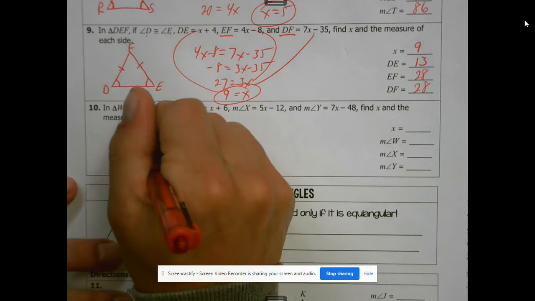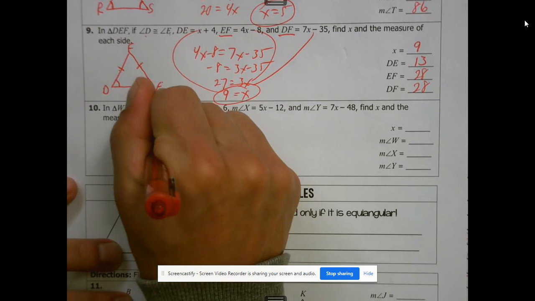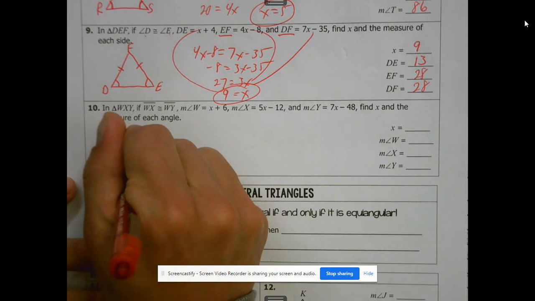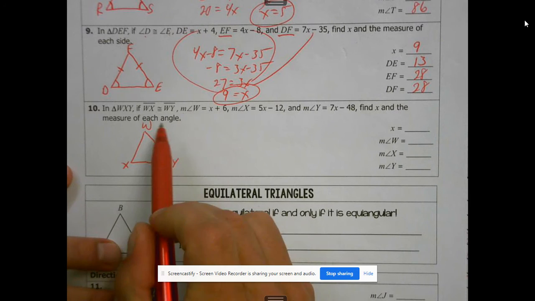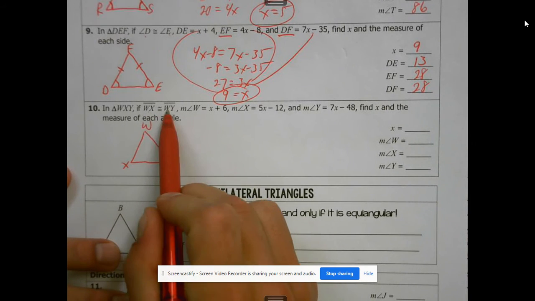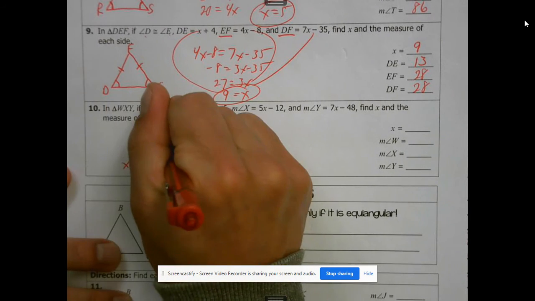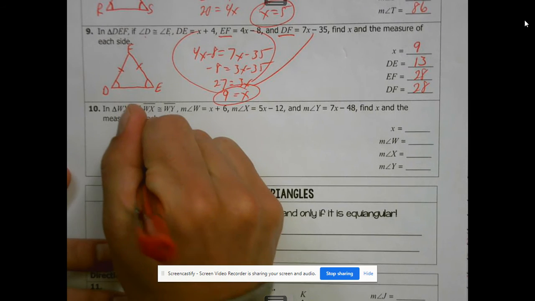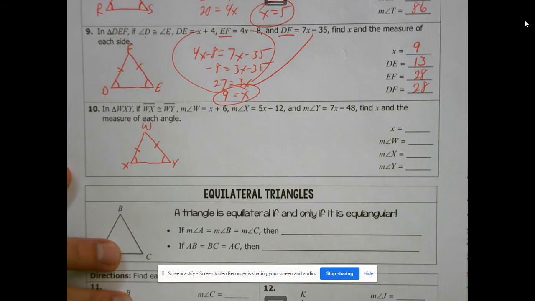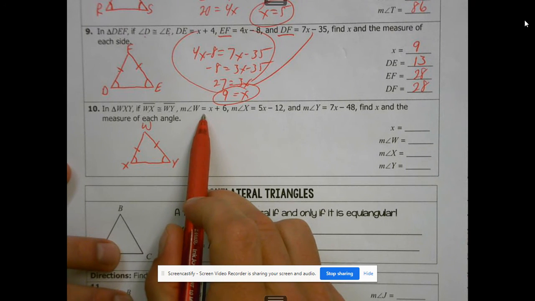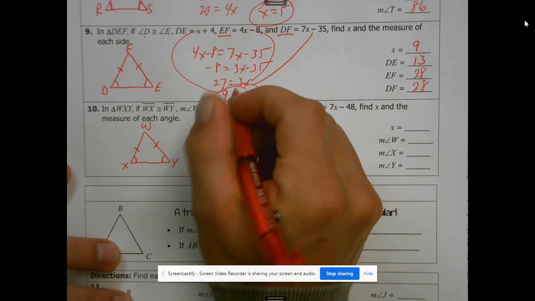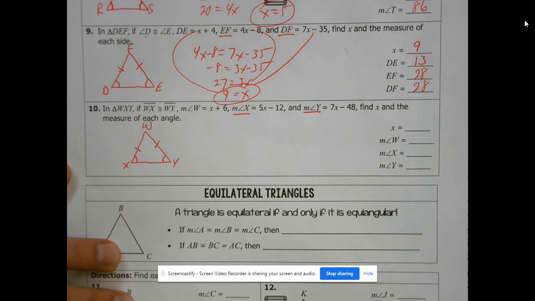10, same thing. Draw the triangle. Triangle X, Y, W. Directions. WX is congruent to WY, which means angle X is congruent to angle Y. Directions. I'm looking for angle X. I'm going to set that equal to angle Y. There's angle X. There's angle Y. Set them equal.